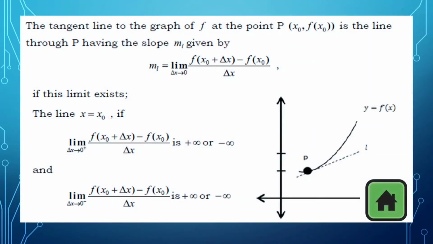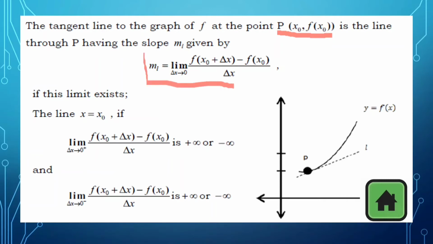The tangent line to the graph of f at the point P, consisting of the coordinates x sub 0 and f of x sub 0, is the line through P having the slope m. So they derived the formula of the slope from the coordinates of point P and point Q. We have the formula: m is equal to the limit of f of x sub 0 plus change of x minus f of x sub 0, all over change of x, as change of x approaches 0.